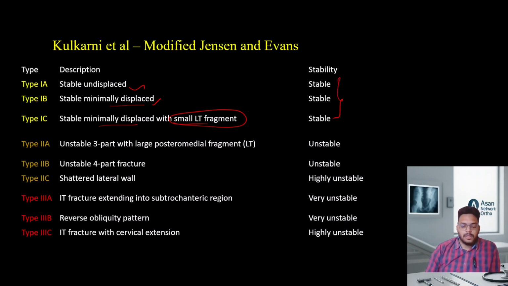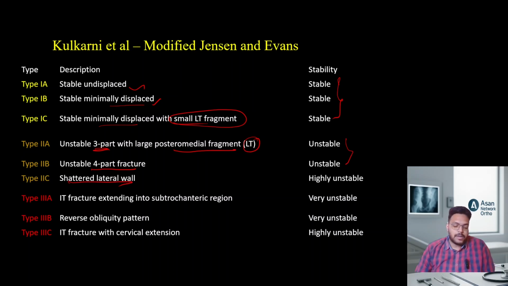Now coming to type 2: 2A, 2B and 2C. Type 2A is an unstable 3-part fracture with a large posteromedial fragment, that is, the lesser trochanter is large. Type 2B is an unstable 4-part fracture, and type 2C is a shattered lateral wall. The 3-part and 4-part are unstable, but if the lateral wall is shattered, it is a highly unstable fracture. The most highly unstable fracture is when the lateral wall is shattered.